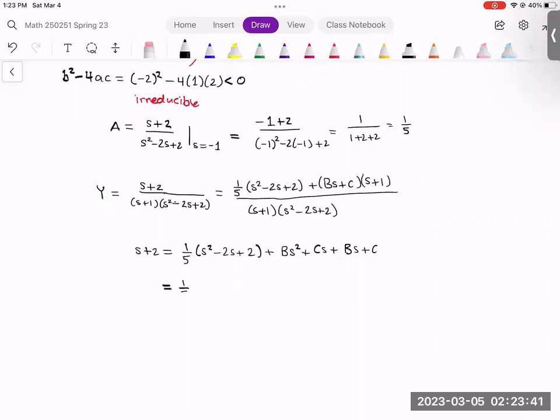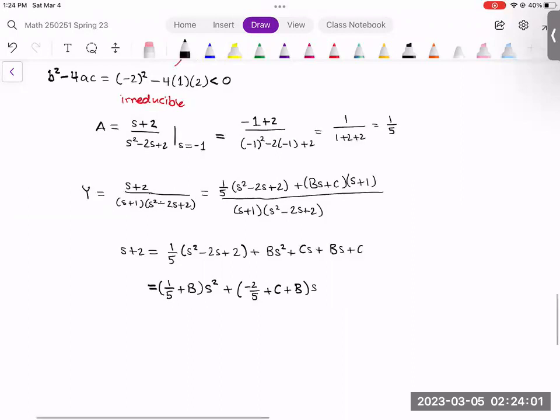So this is going to be 1/5 plus b times s squared on the right side. In terms of s terms, we have negative 2/5 from the first piece plus c plus b times s. And then in terms of constants, we have 2/5 plus c is going to be equal to s plus 2.